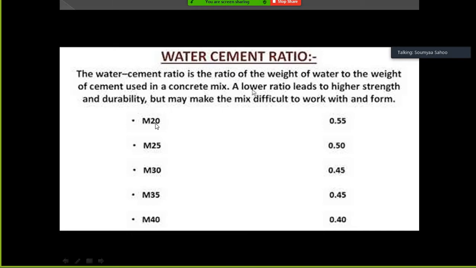For M30 grade concrete, the recommended water cement ratio is 0.45. For M20 grade concrete, the recommended water cement ratio is 0.55. For M25 grade concrete, the recommended water cement ratio is 0.50.